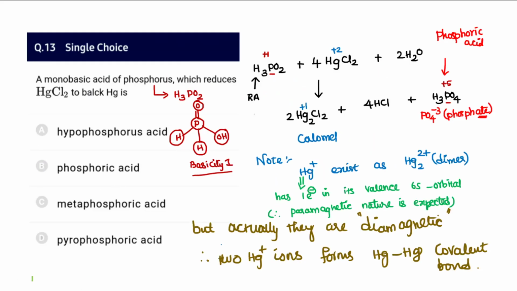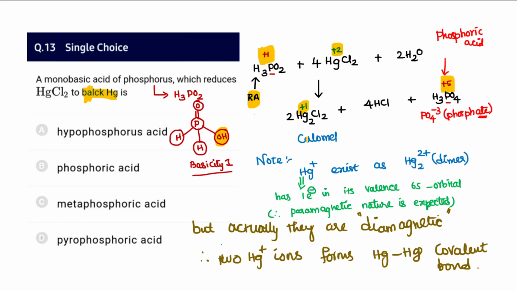13th question: a monobasic acid of phosphorus which reduces HgCl2 to black mercury. So it is H3PO2, and we may say the basicity is only 1 because it has only one ionizable hydrogen. It acts as a reducing agent, which means it reduces Hg plus 2 to Hg plus 1. When it reduces other substances, it itself undergoes oxidation, from +1 to +5. The +5 is phosphoric acid.